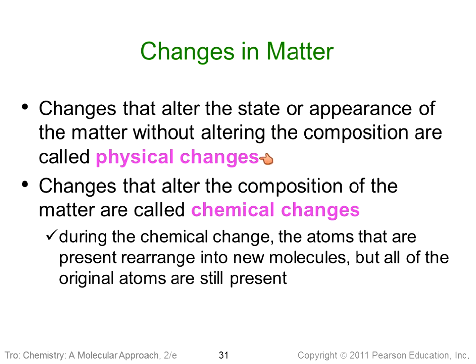Okay, let's look at changes in matter. We can have what's called a physical or chemical change. A physical change is one that does not change the composition, versus a chemical change, which does change the composition, meaning the atoms rearrange into new molecules, but all the original atoms are still present.